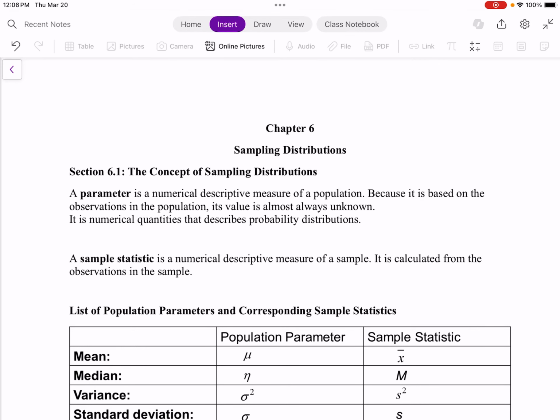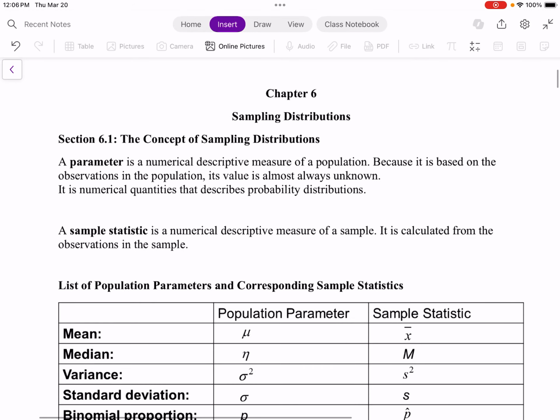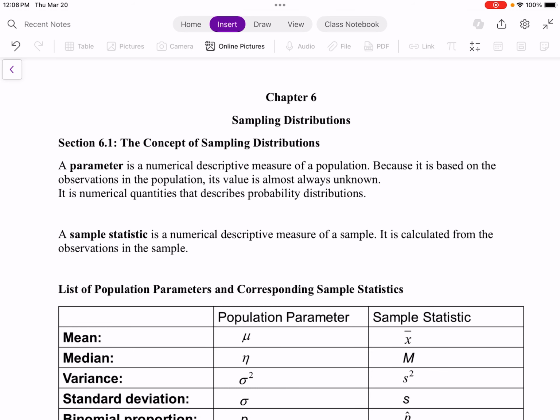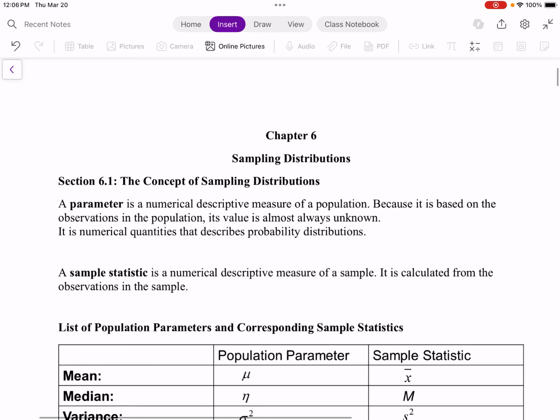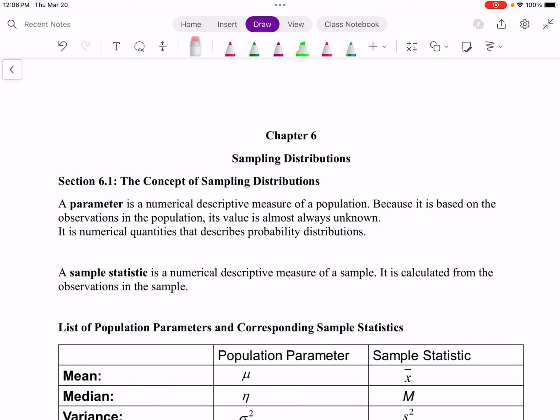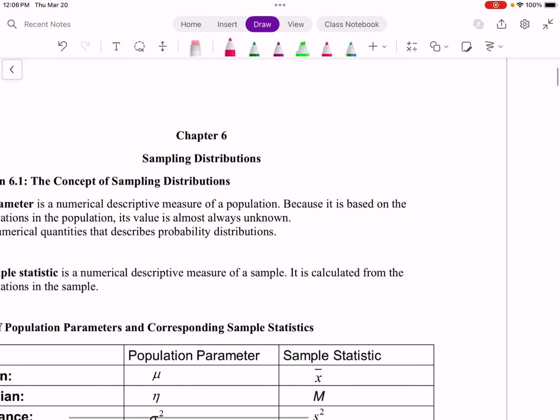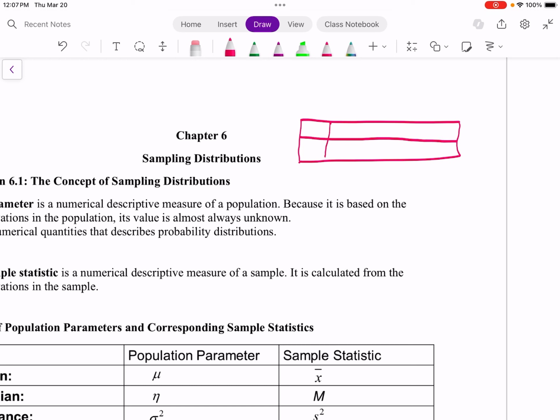Okay, now here we have a new chapter, chapter 6, and we'll be talking about sampling distribution. In chapter 4 and 5, we talked about probability distribution, right? So if we have a discrete random variable, then our probability distribution looks like a table. The table consists of the values of x and the probability that x takes those values.